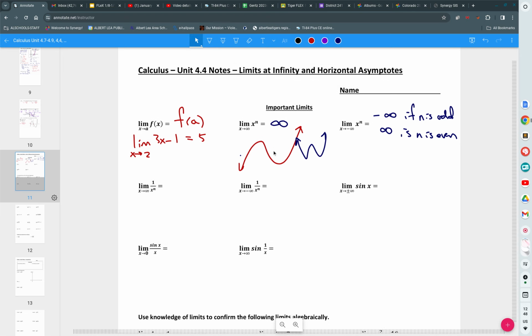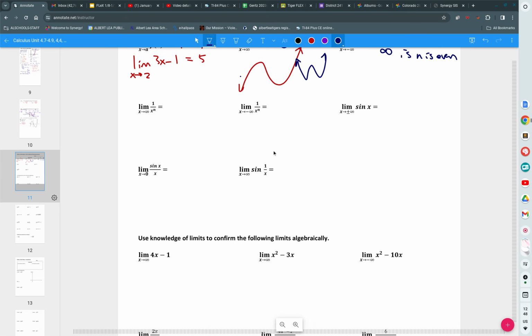Limit as x goes to infinity of 1 over x to the nth. So what's different now is it's sitting in the denominator. What's going to happen if you plug in a large number for x and then raise it to the nth power? That number is going to get really, really big, right? So you're going to have 1 over a very large number. I'm going to use the large letter N to represent a very large number. 1 over a very large number is going to become a very small number. So in fact, this will approach 0.